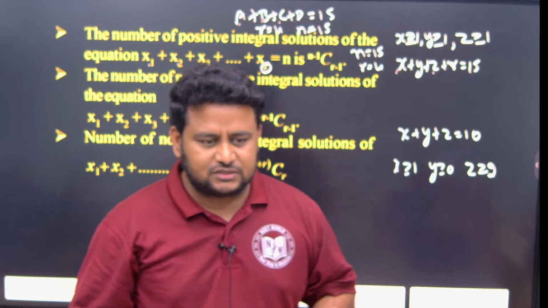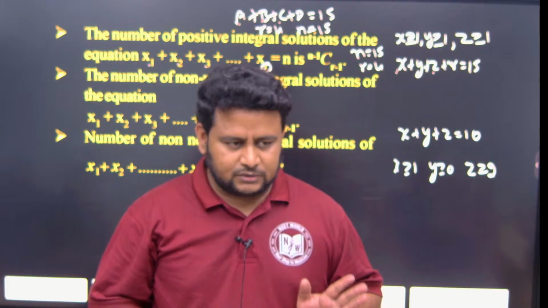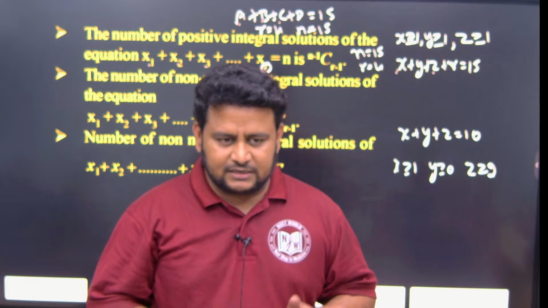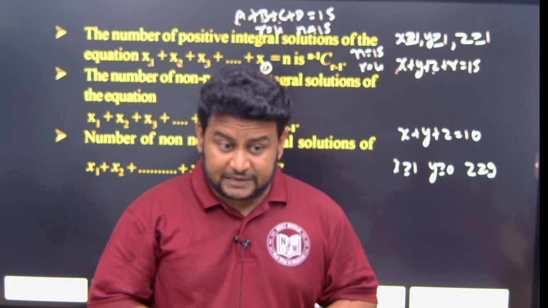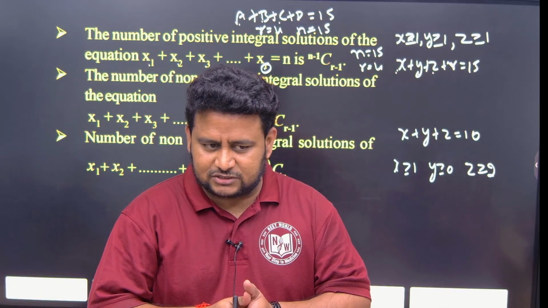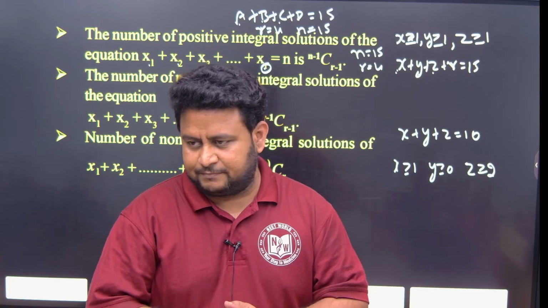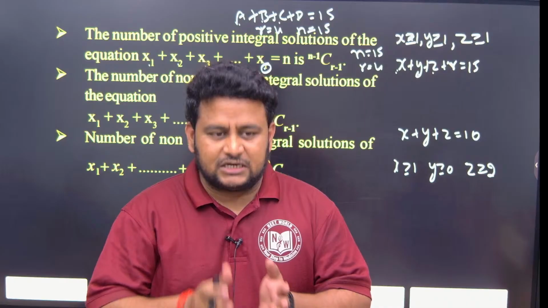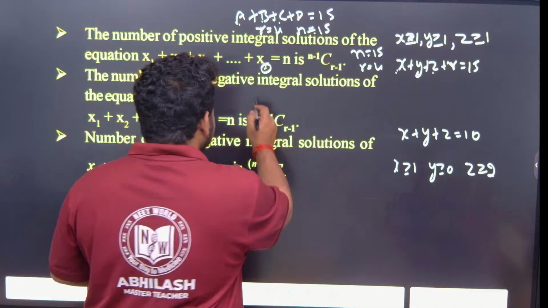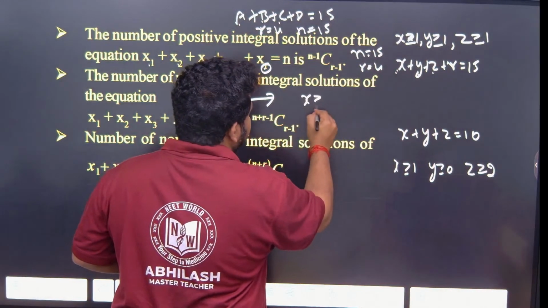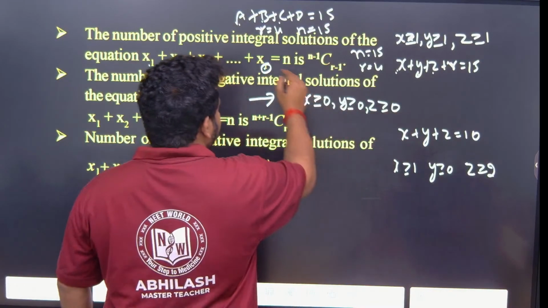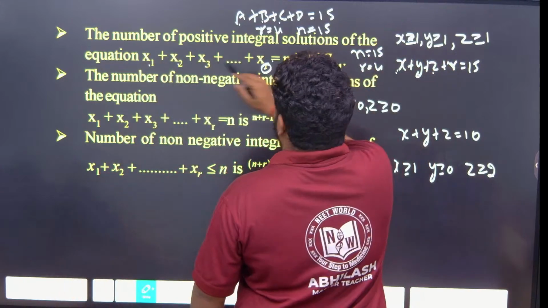What is the difference between non-negative and positive? Positive means it should be greater than 0, but it should not be equal to 0, or I can take it as x is greater than or equal to 1. But if it is non-negative, it should not have a negative number, but it can include 0. That time the condition will be x greater than or equal to 0, y greater than or equal to 0, z greater than or equal to 0.